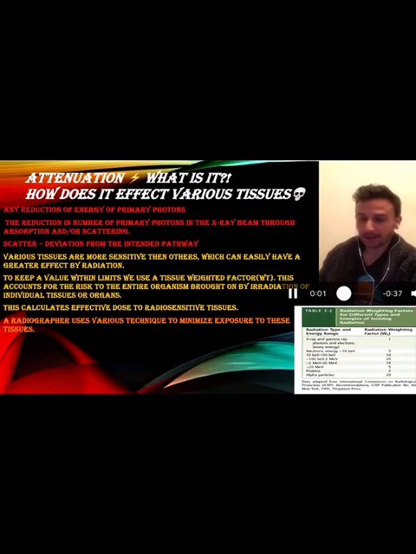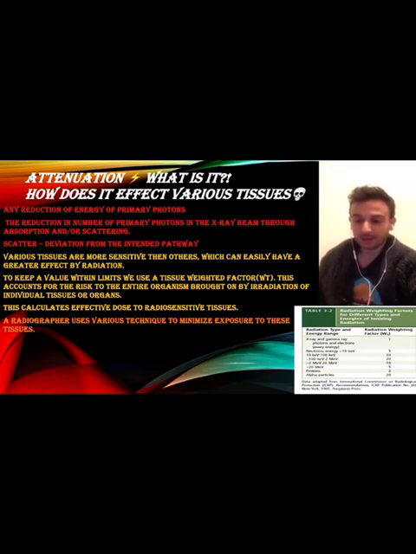Attenuation, what is it, and how does it affect various tissues? It's any reduction of energy of primary photons. It's the reduction in number of primary photons in the X-ray beam through absorption and/or scattering. Scatter is the deviation from the intended pathway. Various tissues are more sensitive than others, which can easily have a greater effect by radiation. To keep a value within limits, we use a tissue-weighting factor. This accounts for the risk to the entire organism brought on by radiation of individual tissues or organs. This calculates effective dose to radiosensitive tissues. A radiographer uses various techniques to minimize exposure to these tissues.